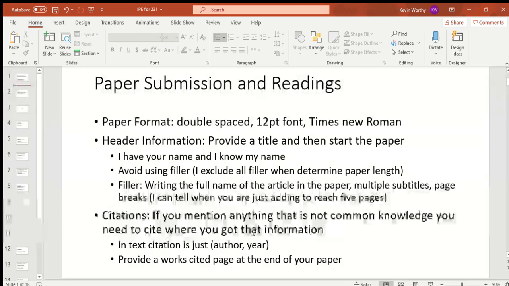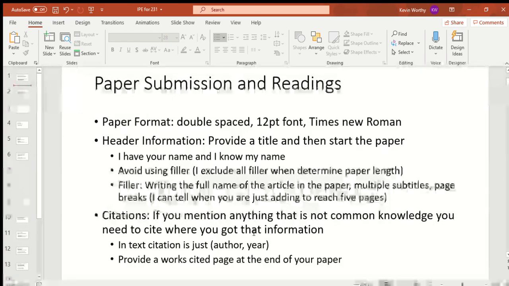Anything that you do an in-text citation for needs to be in your works cited. And anything in your works cited needs to have an in-text citation somewhere in the paper, right? Don't provide me this long works cited and none of it's in your paper. A good rule of thumb is every paragraph should have a citation.